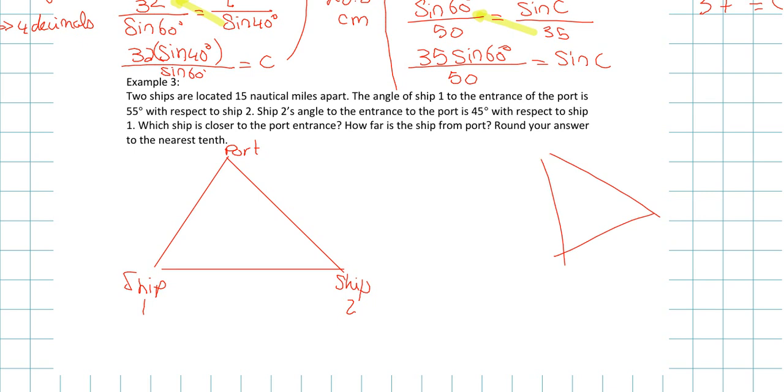Now, first I put my locations, okay? Now let's see what the information is given to me. So it says the 2 ships are located 15 nautical miles apart. Where do I put that 15? Between ship 1 and ship 2. Good.